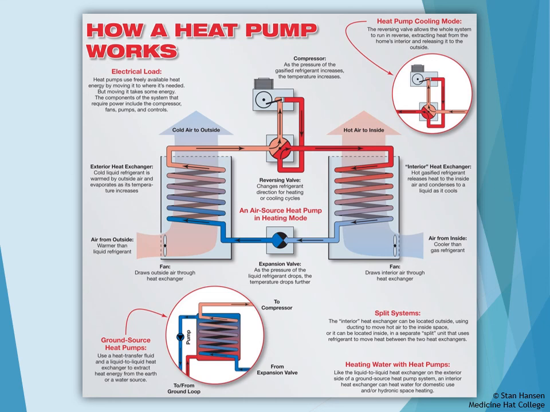So even if it's minus 20 out, I could still warm my refrigerant as it goes through the outside coil. So as it goes through the outside coil and it becomes a gas again, or vapor, it will return to the compressor and the whole system starts over again. In order to change this from a heating cycle to a cooling cycle, we can change our reversing valve, which will change the direction of the refrigerant, allowing my outdoor coil to become my condensing coil, and now my indoor coil becomes my evaporator coil again.